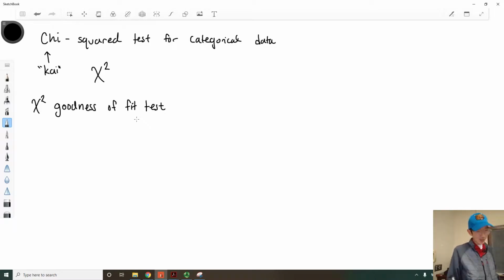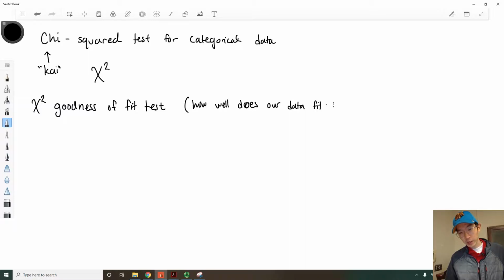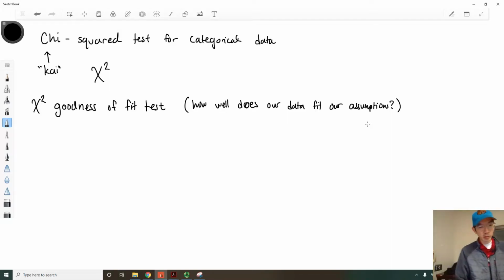Okay. So the chi-squared goodness of fit test. We're basically asking how well does our data fit our assumptions? Okay, so what are the assumptions? Basically, we have one categorical variable. In chapter 10, we'll look at two categorical variables, but we start off with one categorical outcome variable.